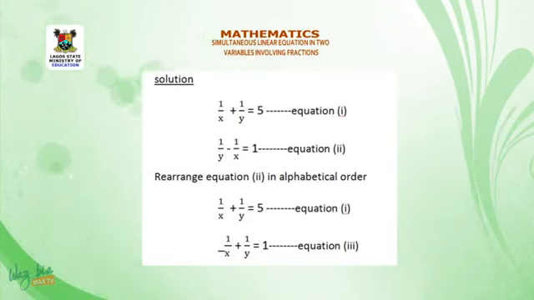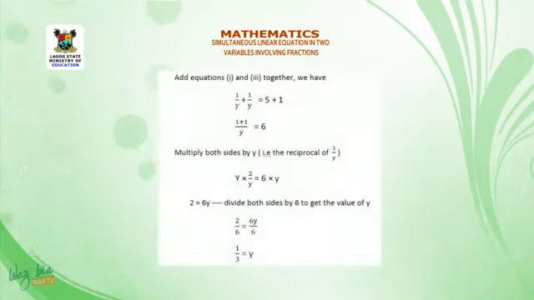Rearrange equation 2 in alphabetical order. 1 over x plus 1 over y is equal to 5, equation 1. Minus 1 over x plus 1 over y is equal to 1, equation 3. Add equations 1 and 3 together. We have 1 over y plus 1 over y is equal to 5 plus 1. 2 over y is equal to 6.